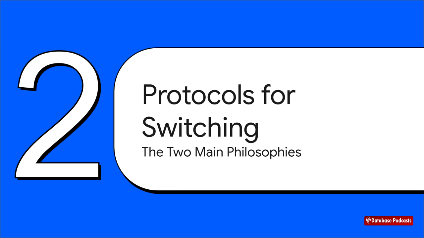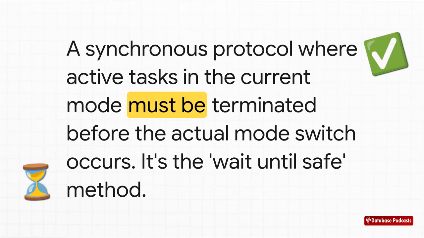So how do engineers actually manage this tricky transition? Well, it turns out there are really two main ways of thinking about it, two different philosophies. We'll call them protocols. The first approach is called the idle time protocol. The best way to think about this one is the wait till it's safe method. It's synchronous, which means it's all about order. The system basically says, hold on, I'm not switching anything until all the important stuff I'm doing right now is finished. It's all about being cautious.